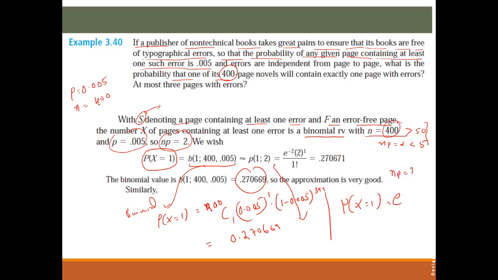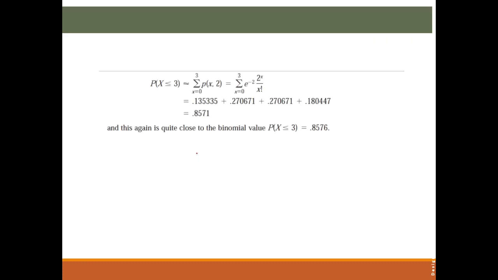And if I am using the Poisson distribution, P(X = 1) is e raised to minus mu, mu raised to 1, divided by 1 factorial. Here np is 2, therefore mu equals 2, so e raised to minus 2, 2 raised to 1, divided by 1 factorial. This calculation is easier. And the error is small, that means these two probabilities are almost the same. So instead of the binomial distribution, we can use the Poisson distribution.